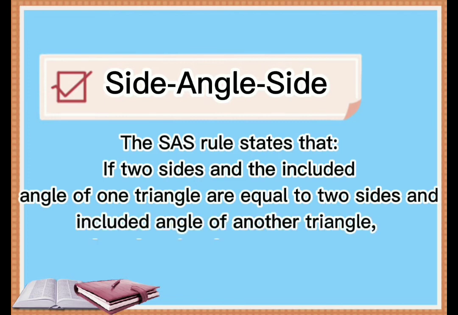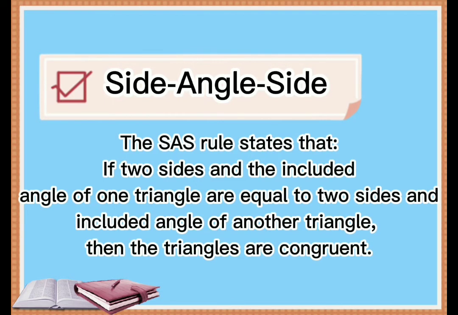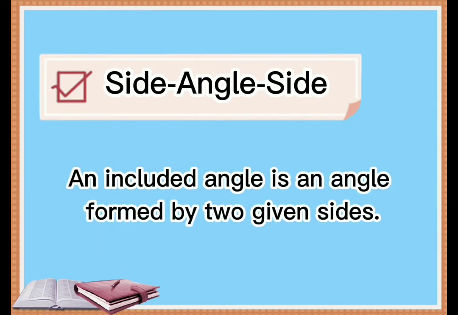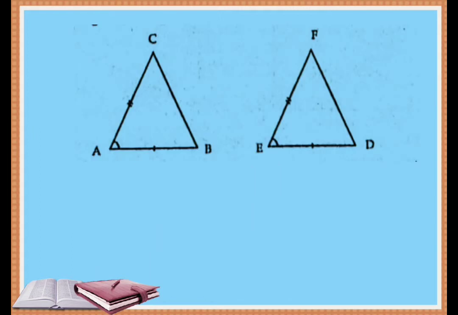The SAS rule states that if two sides and the included angle of one triangle are equal to two sides and the included angle of another triangle, then the triangles are congruent. An included angle is an angle formed by two given sides. In these two triangles, we can see that they are congruent.